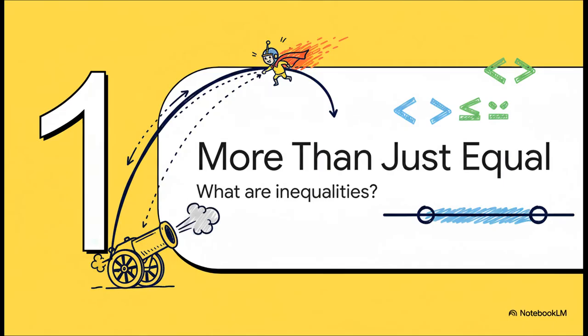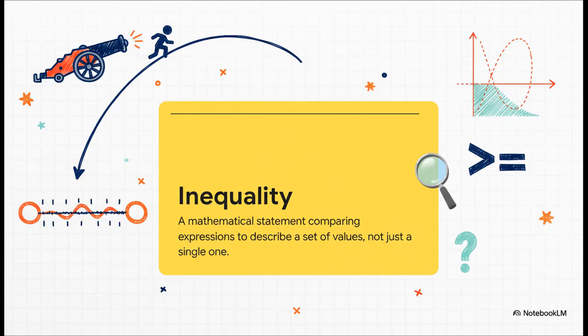First up, more than just equal. Before we can solve them, we need to be crystal clear on what an inequality actually is and what really separates it from a standard equation. Think of it this way. An equation like x equals 5 is like dropping a pin on a map. It marks one single specific spot. An inequality, though, describes a whole country, maybe even a continent. It's a whole territory of numbers that all work as a solution.